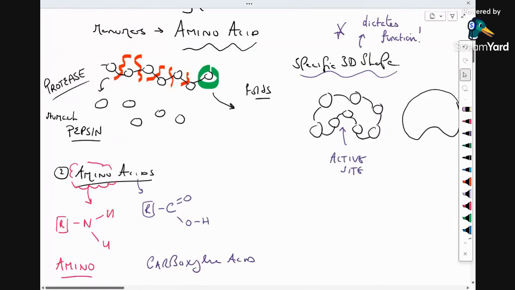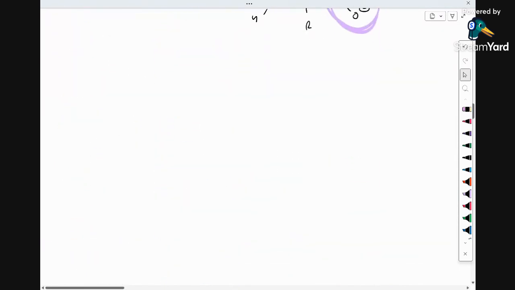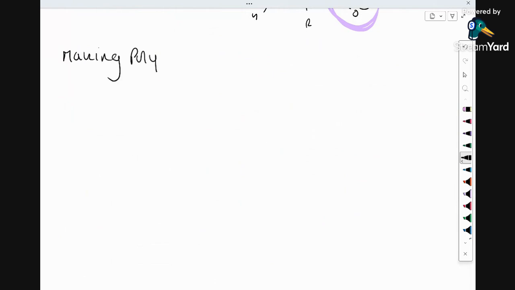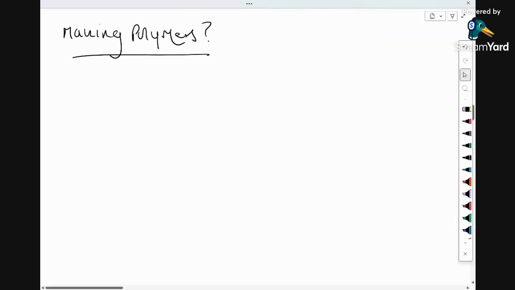So we're now going to look at a condensation reaction. As with everything, how do we make the polymer? Okay, so it's all well and good having our individual amino acids. So I'm going to draw one here in black.